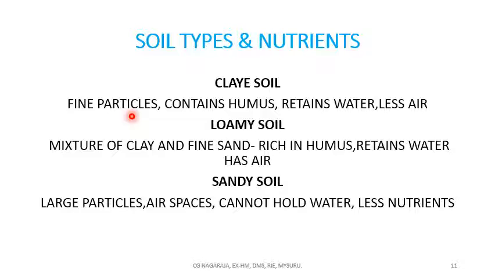Clay soil contains fine particles. It contains humus. It retains or holds water, but it has less air, and it is very good for plant growth. Certain types of plants can grow very well in clay soil. Loamy soil is a mixture of clay and fine sand, and it is rich in humus, retains water, and has a large amount of air. So loamy soil is a perfect garden soil where many types of plants can grow. Of course, sandy soil has more air spaces, it cannot hold water, it has fewer nutrients, so sand is not very good for plants to grow.